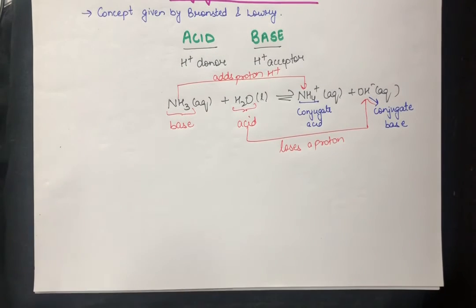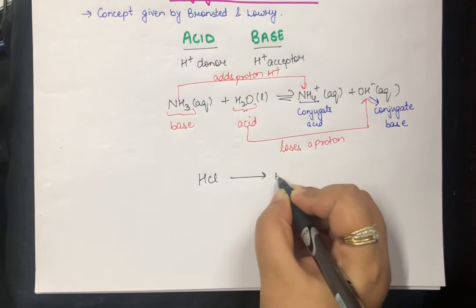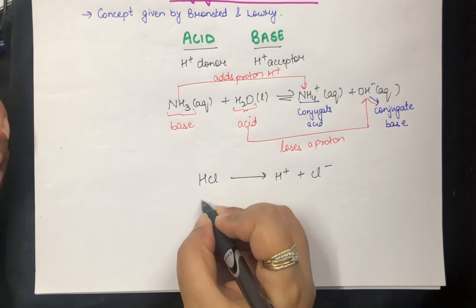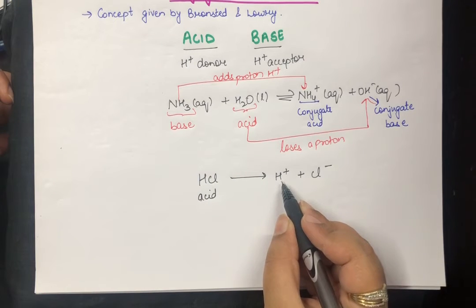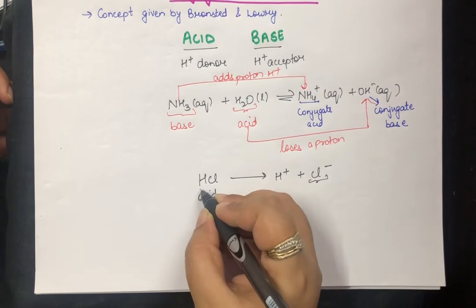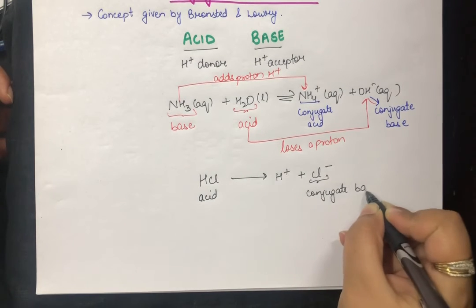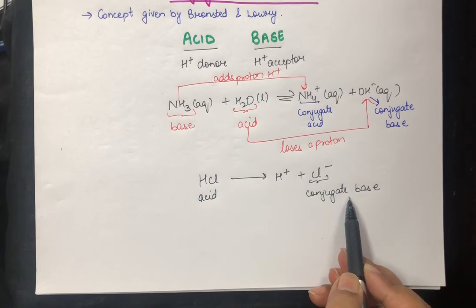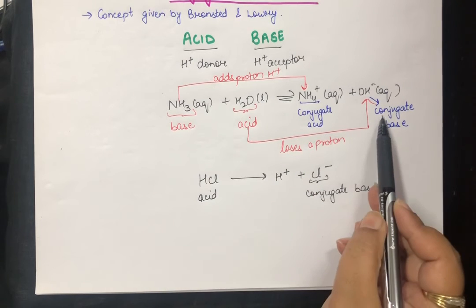Similarly, if I take another example to explain this, let's say I have HCl which gives out H plus plus Cl minus. Now we all know that HCl is an acid, a very strong acid. Now it has lost an H plus and formed Cl minus. So Cl minus, having lost an H plus, is called a conjugate base. So you have to remember that an acid always produces a conjugate base. Here also the base was producing a conjugate acid and the acid was producing a conjugate base.